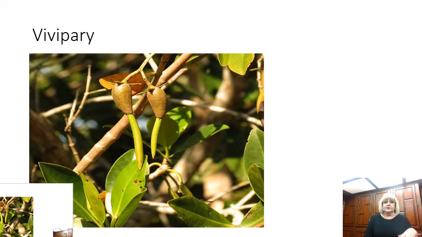The growth of the embryo while the seed and the fruit are still on the plant is termed vivipary. So this is a red mangrove. And what happens is there won't be any dormancy at all. It will literally start to grow a new plant.